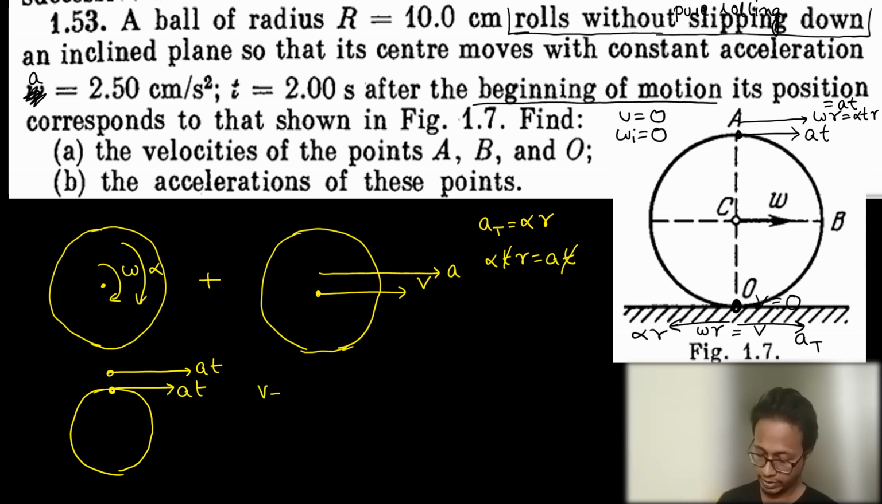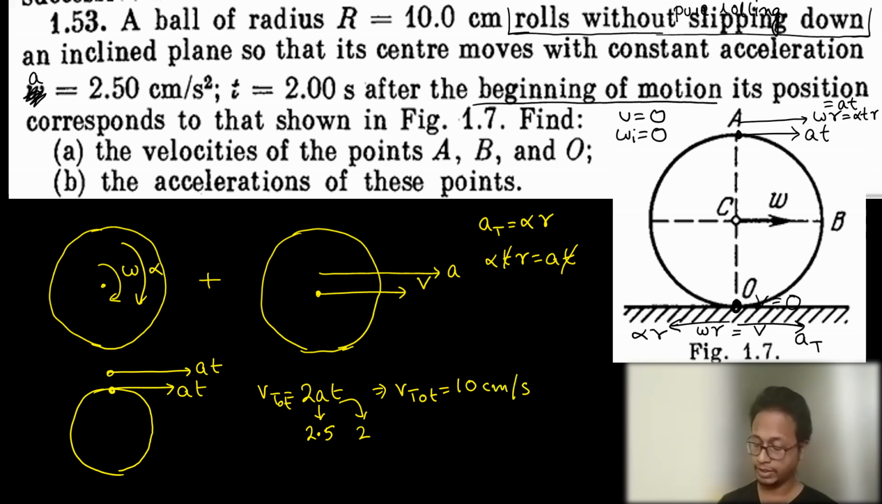So the total velocity is equal to 2at, where a is equal to 2.5 and t is equal to 2. So the total velocity is how much? 5 into 2 into 2, which is equal to 10 centimeter per second. Achha, in the previous slide I made a mistake. Instead of meter per second, write it as 10 centimeter per second.